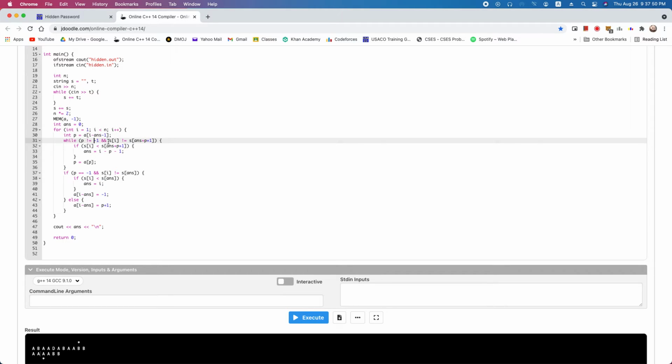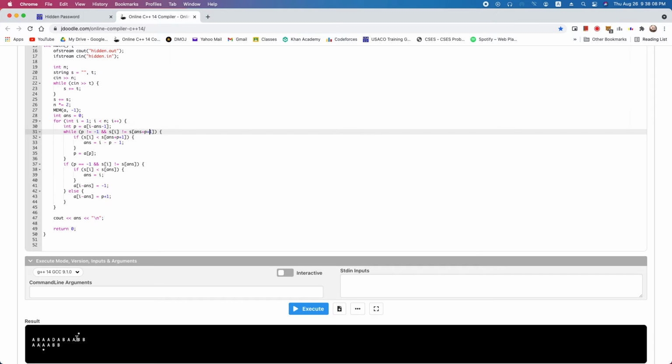And so while it's not -1, and also the letter that we're currently looking at, this s[i], our splitting point character, is not equal to the answer plus our current length plus 1, we're basically comparing this current position in the main string, and this as our current position in the pattern. So while the position in the pattern is not equal to the main string, we should compare these two.